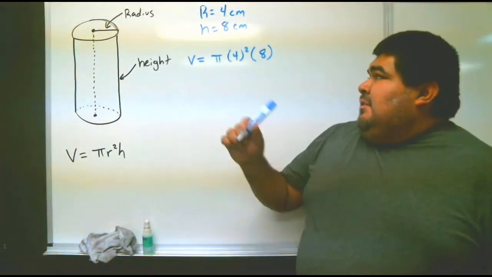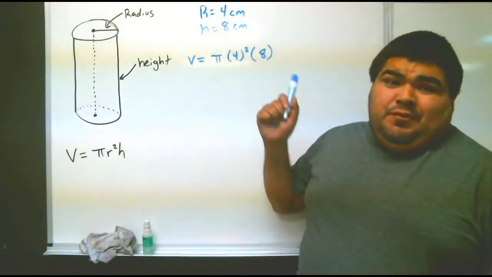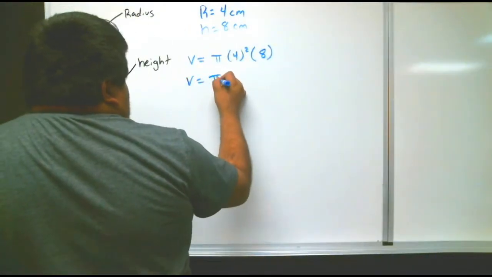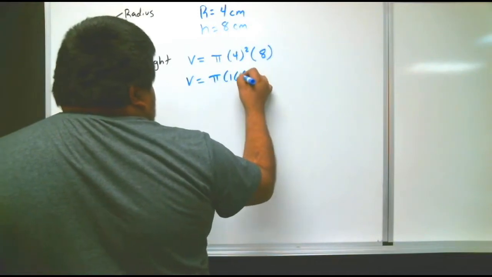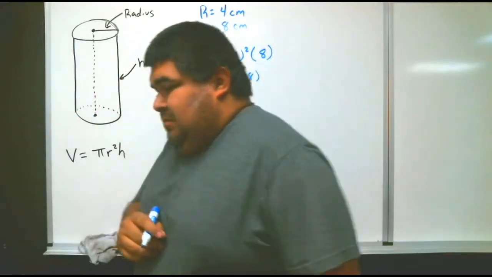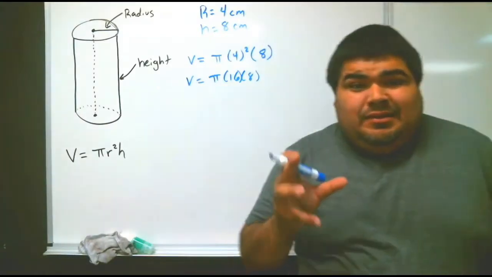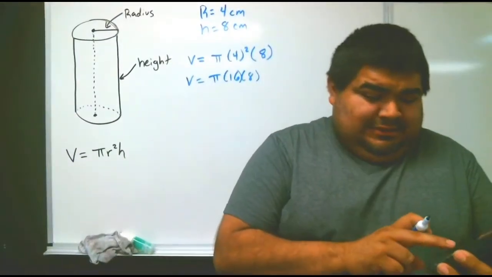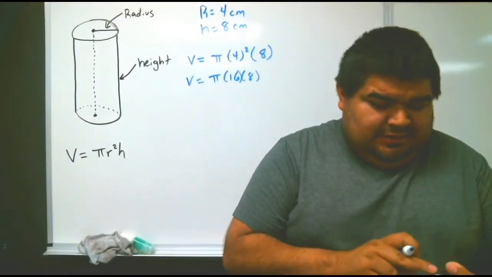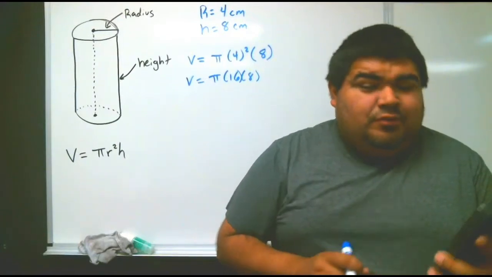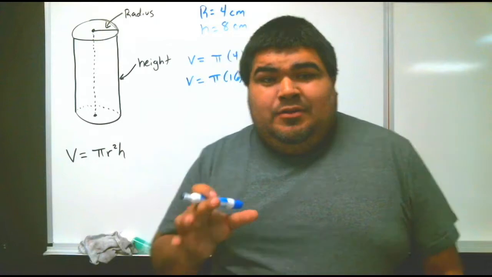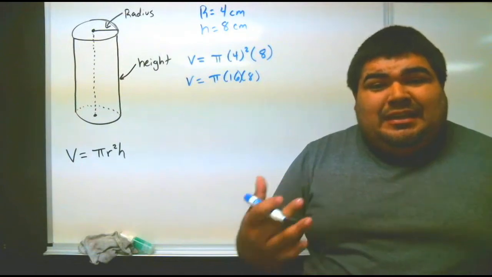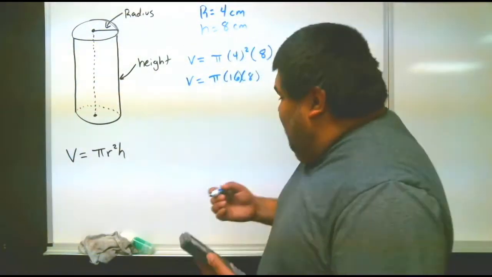So notice that we have a square, so we can do 4 times 4, which is 16. So we have V equals pi times 16 times 8. Again, you can plug it all into the calculator, which in this case is 16 times 8 times pi. If you don't have pi on yours, you can use 3.14 as pi. I actually plugged in pi exactly.